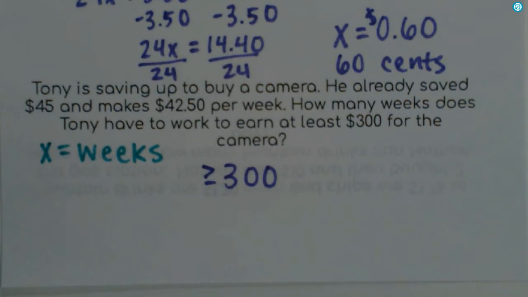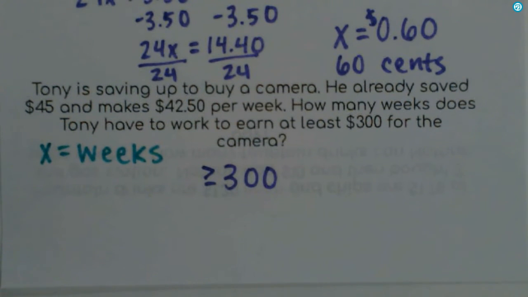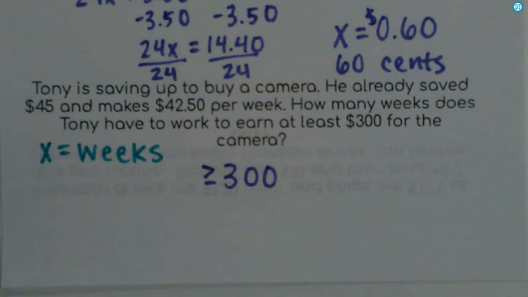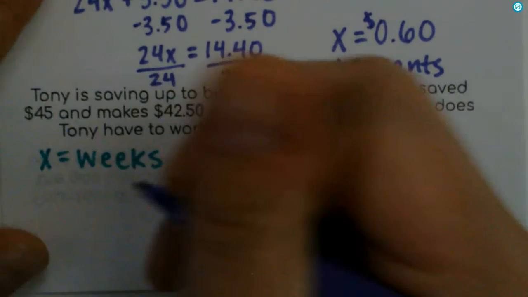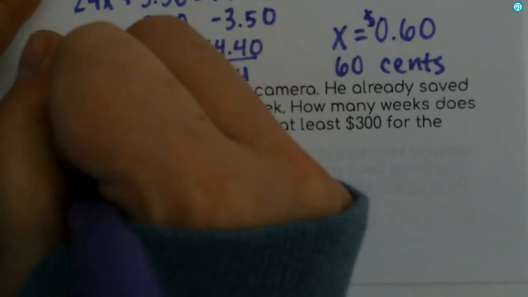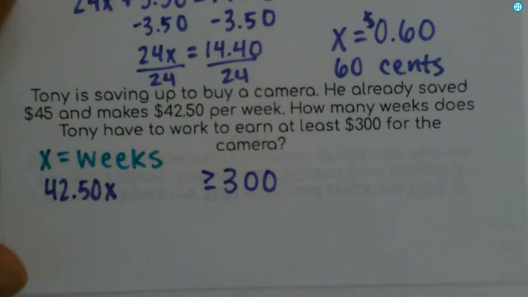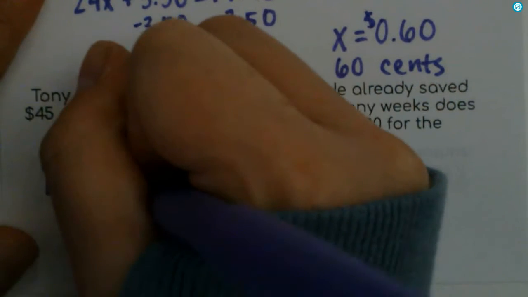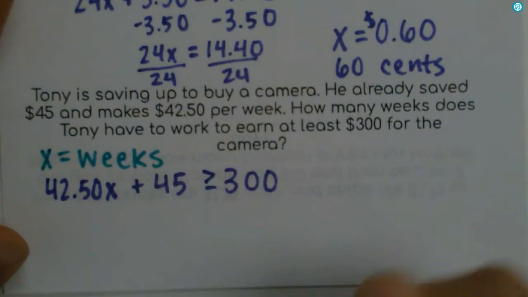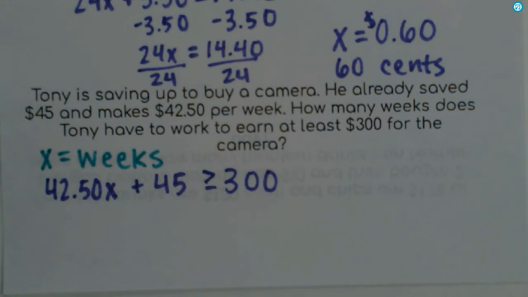Then from there, we're going to write the left side of our inequality. So he's making $42.50 per week. So that's going to go with x, 42.5x. Plus, he already has $45. So we'll add that to his total that he already has. 42.5x plus 45 is greater than or equal to 300.